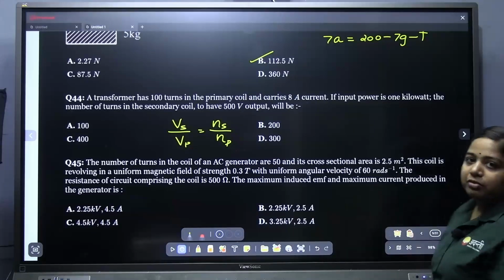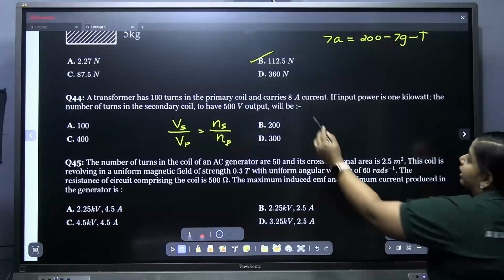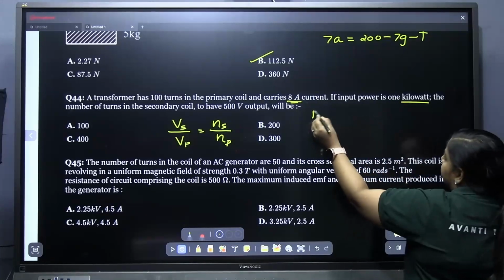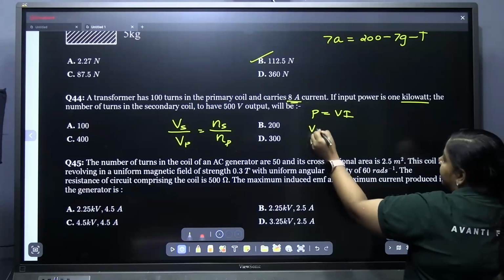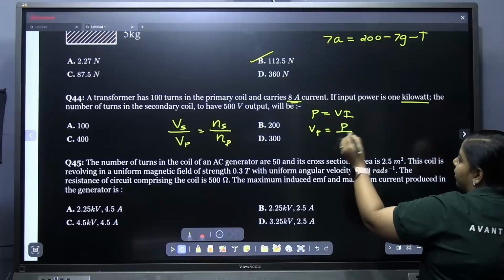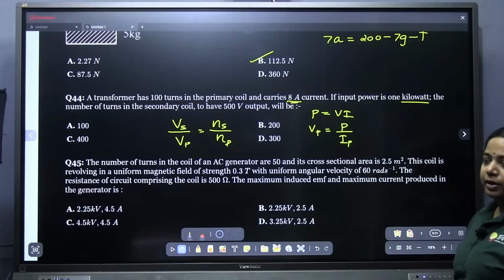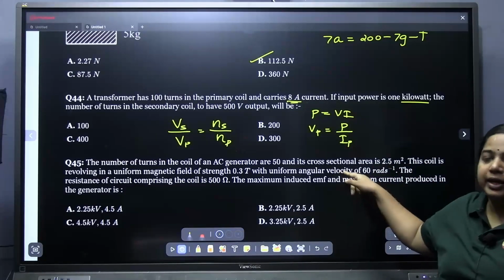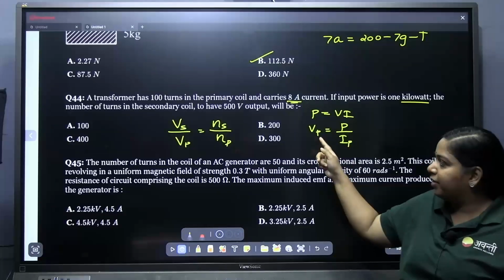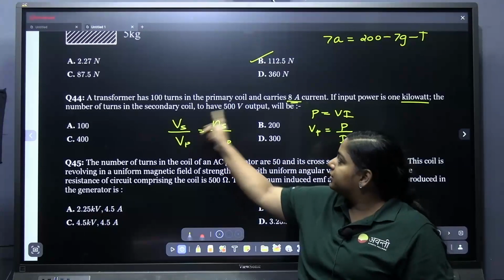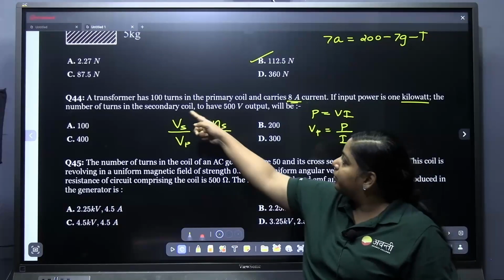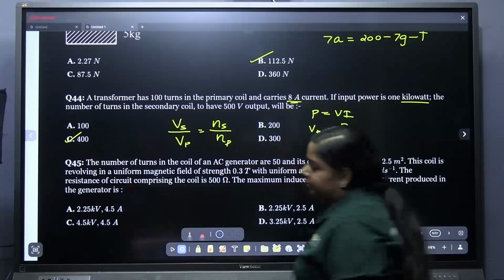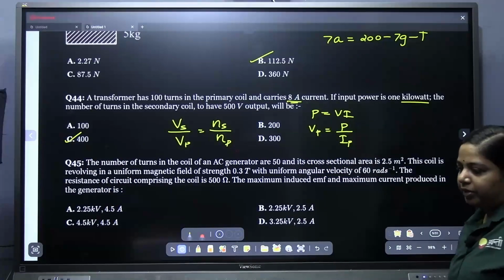This is the formula for the transformer, but only current is given in the primary, and power is also given. Power equals V into I, so V primary is equal to power by current in the primary. That is 1 kilowatt, meaning 1000 watt, divided by 8 ampere. Substitute that to get Vp, and substitute Vs 500 volt, Np equal to 100. Find Ns. The answer is option C, 400. I hope everybody got that.